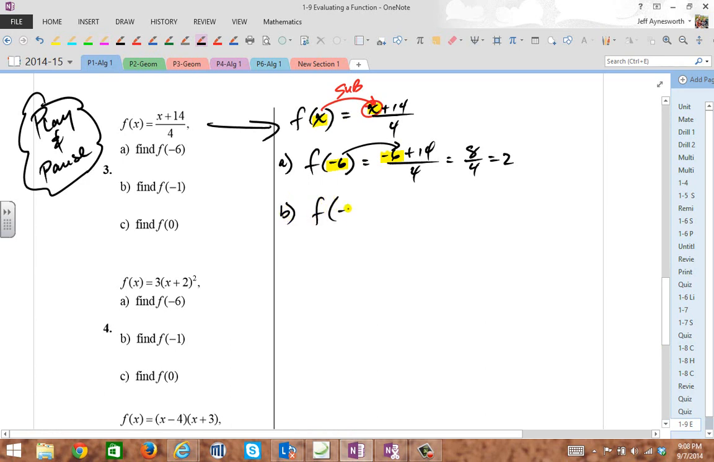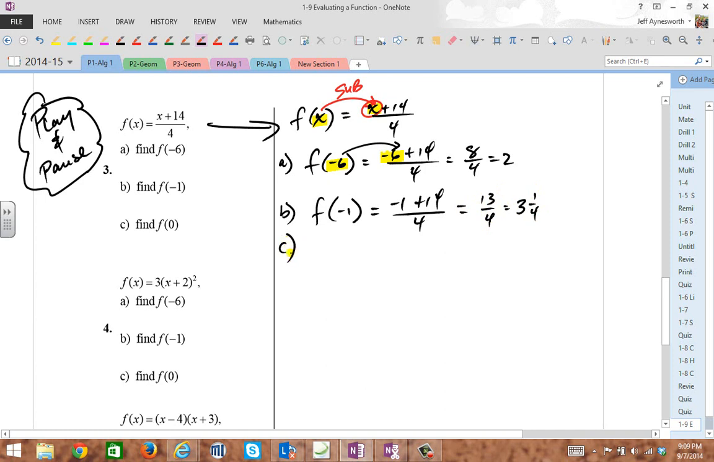Now you try f of negative 1. Pause the video, go for it. All right, time to check your work. We got to take negative 1 plus 14 divided by 4. That's 13 divided by 4. And 4 divides into 13 3 times, with 1 remaining, so you get 3 1/4.